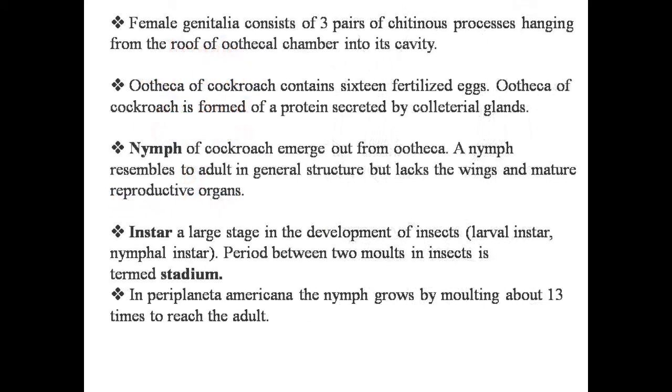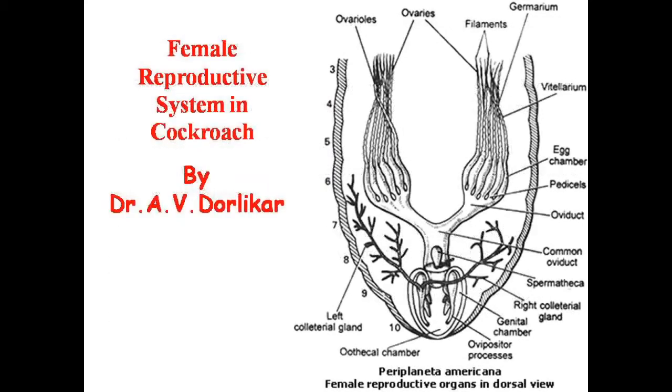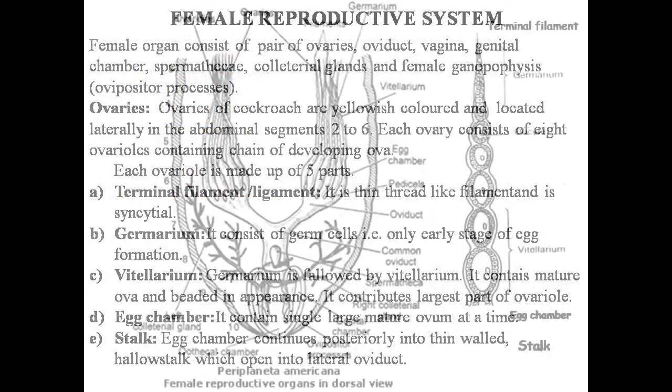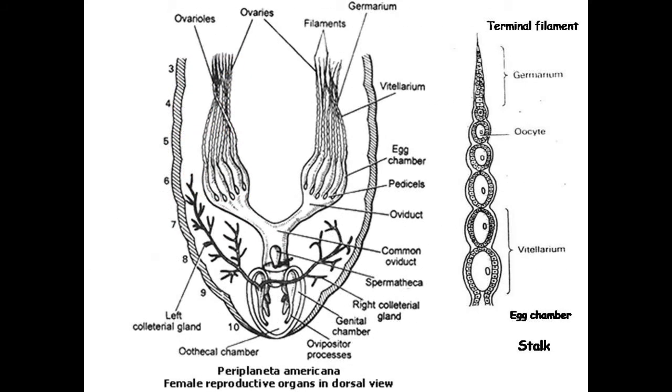So, in a nutshell, we can describe the female reproductive system in cockroach as comprising a pair of ovaries, each ovary having 8 ovarioles. Each ovariole comprises 5 parts. First one is the terminal filament, which is syncytial. Second one is the germarium.